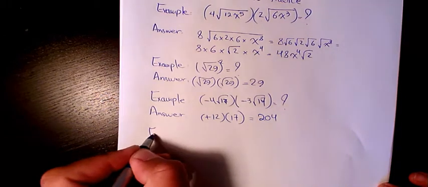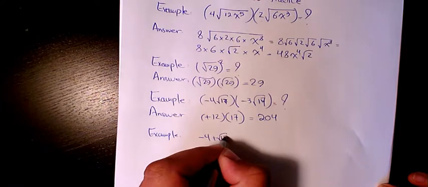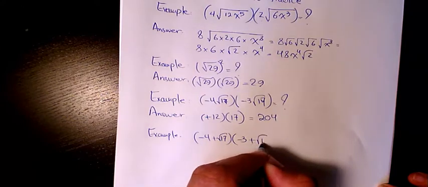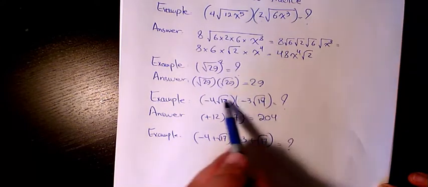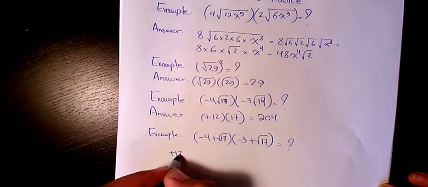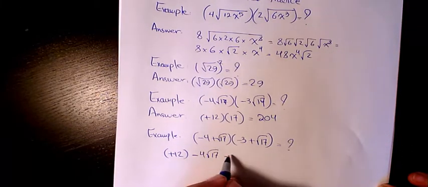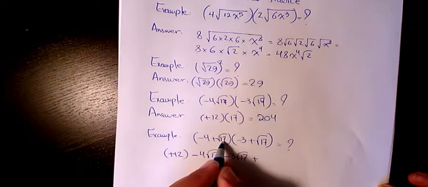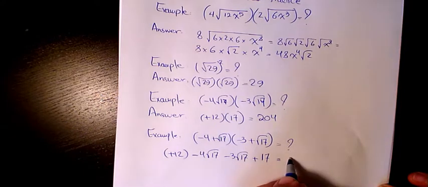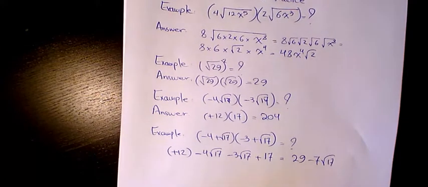Next example is negative 4 plus root 17 times negative 3 plus root 17. So as you see here, that's different from what we have here. So negative 4 times negative 3 is going to be positive 12. Negative 4 times root 17 is negative 4 root 17. Then you have negative 3 root 17. Then you have root 17 times root 17 is going to be 17. 29 minus 7 root 17. This is the final answer.